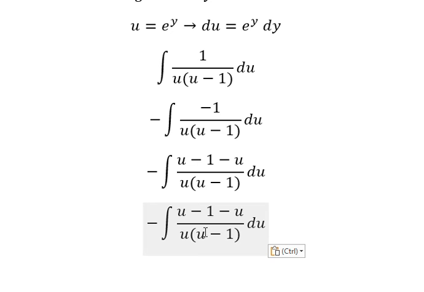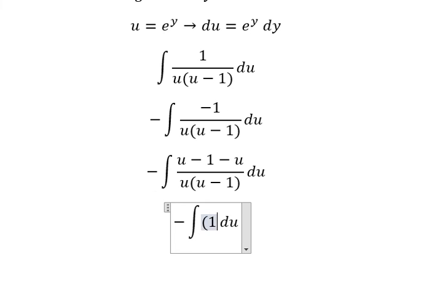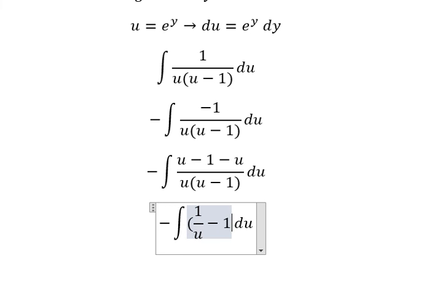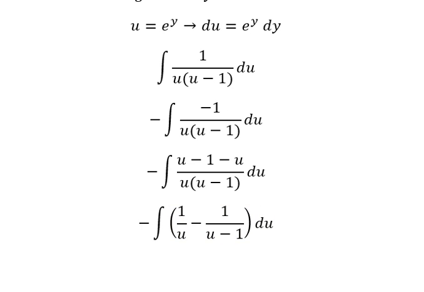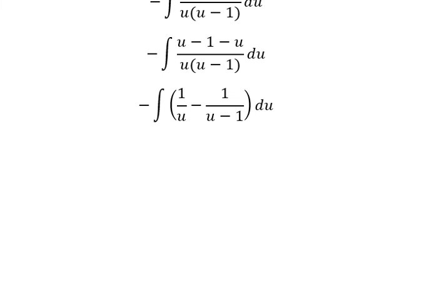u minus 1 divided by u minus 1, we have number 1. u divided by u, we have number 1. So we have 1 over u minus 1 over u minus 1. And now we have the final answer.